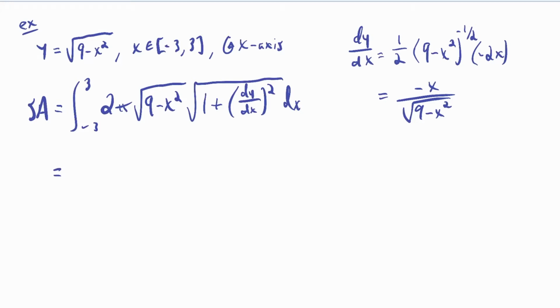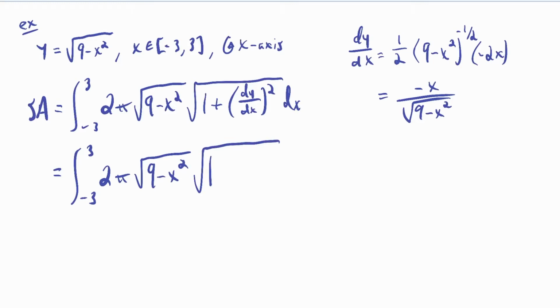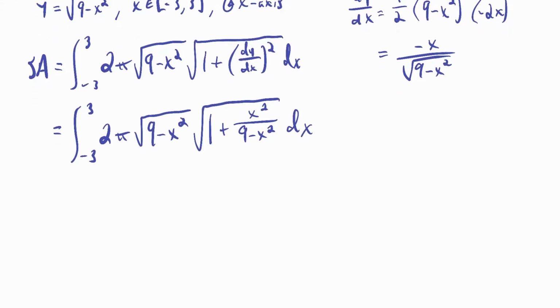So this equals the integral from -3 to 3 of 2 pi, which I guess I could move out in front. I'll do that at some point. Times the square root of 9 minus x squared, times the square root of 1 plus x squared over 9 minus x squared dx. Okay, so this looks pretty bad, looks complicated, but don't worry too much. This is going to simplify quite a bit.